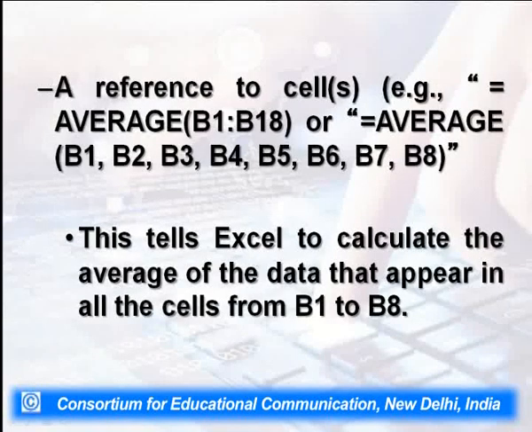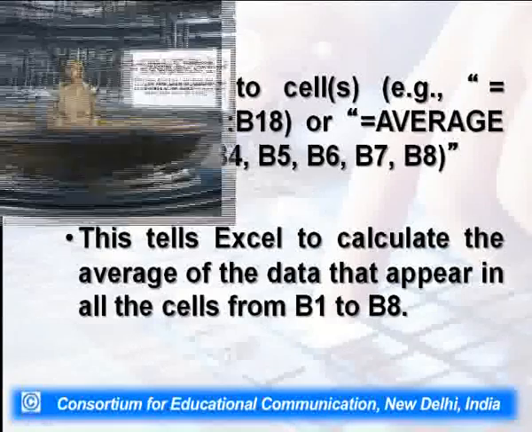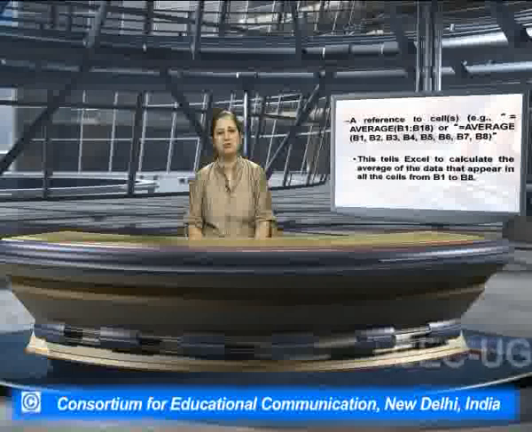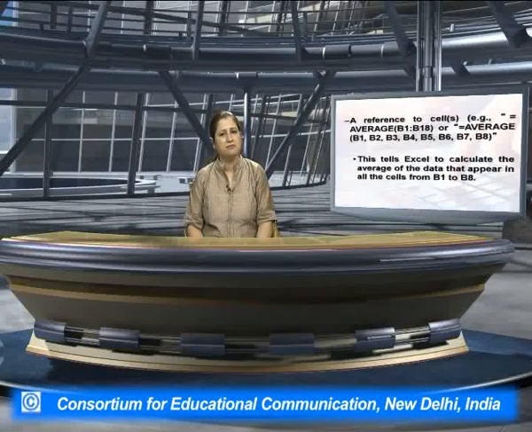The other way of doing it is to give the range of the cells, like the cells B1 to B8. If you want to calculate the average of these 8 cells, you simply write =AVERAGE(B1:B8). B1:B8 means you are specifying a range from B1 to B8, or you can specifically write the names of the cells, like B1, B2, B3, B4, B5, B6, B7 and B8.